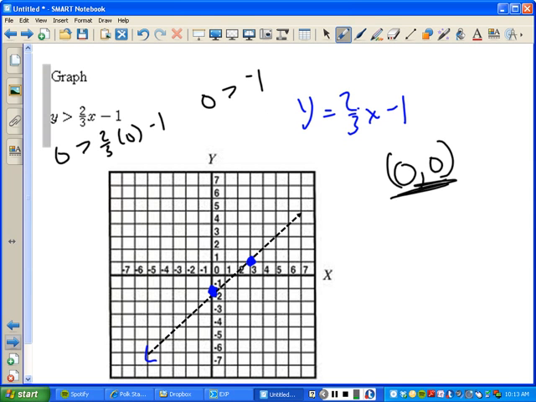0 is bigger than negative 1, so we're going to go towards 0, 0. So starting at the line, we're going to go this way. We're running out of time, so let me go straight to the big finish. Here we go.